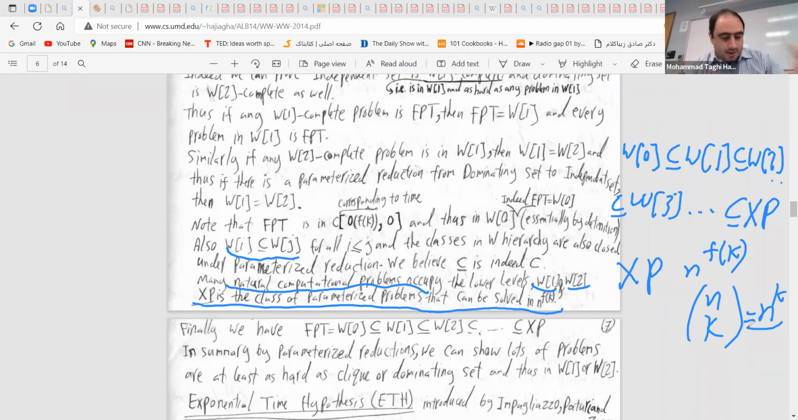So the problem either has a fixed parameter algorithm or it is in one of these W classes, which means that you cannot do anything better than n to the k. So in some sense, there is no backtracking algorithm that can do much better or much smarter things, at least in the worst case.